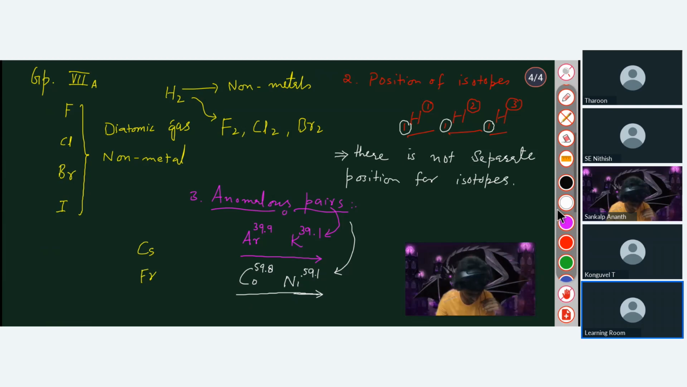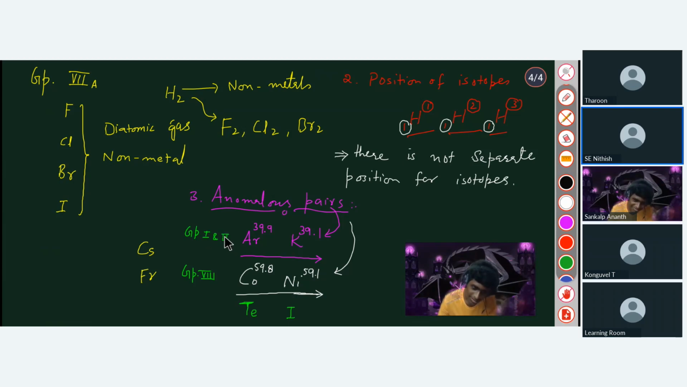Now see the next anomalous pair. What was the next anomalous pair? Can anybody tell me? It was tellurium and iodine. Can you tell me which group they are? Tellurium is in group 6A. That's correct.